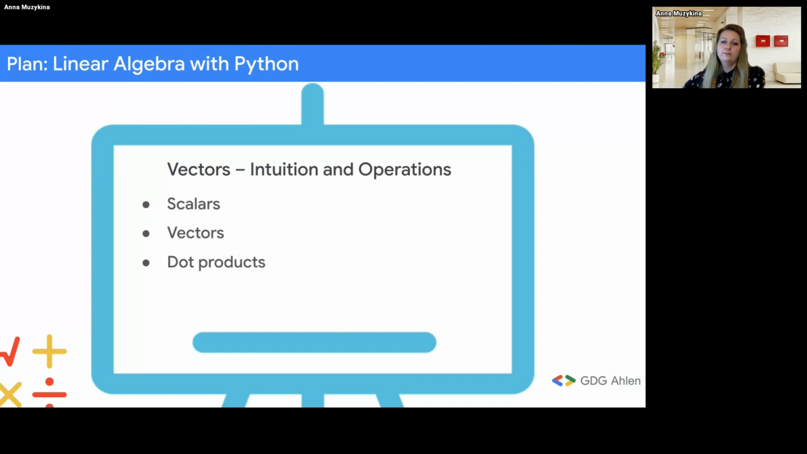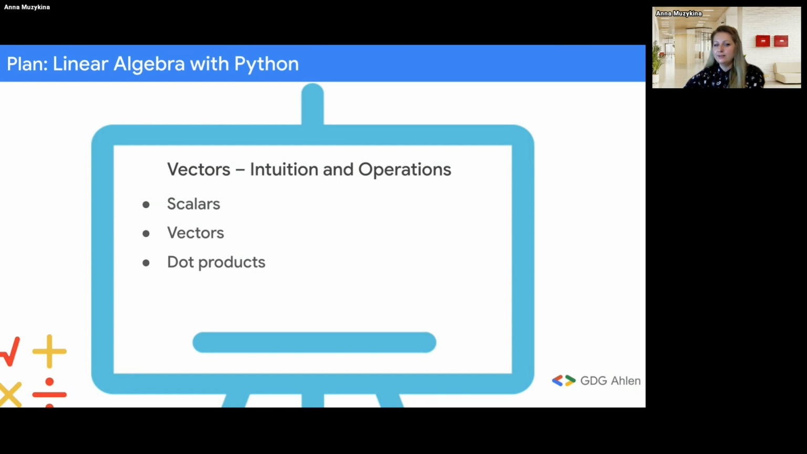And today we are going to delve into the fascinating world of vectors, which are absolutely fundamental to understanding many AI and machine learning concepts. We'll start with the very basics, build a solid intuition, and then move on to some essential vector operations, focusing today on the dot products.